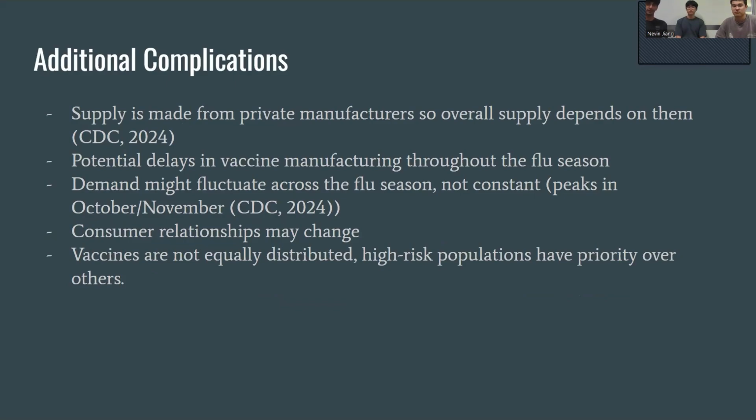Demand might also fluctuate throughout the flu season. The most common time for people to get flu vaccines is October and November. Also, consumer relationships might change. Some people may trust vaccine distributors more or less depending on the choices they make, which aren't really accounted for in the news vendor model. And also vaccines aren't going to be equally distributed, as the high risk populations will have priority over the other population areas.